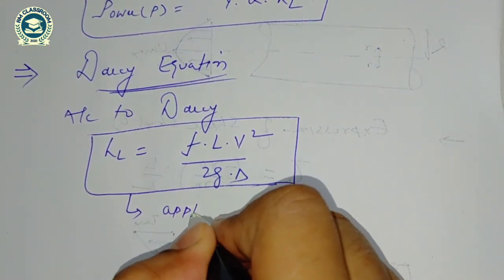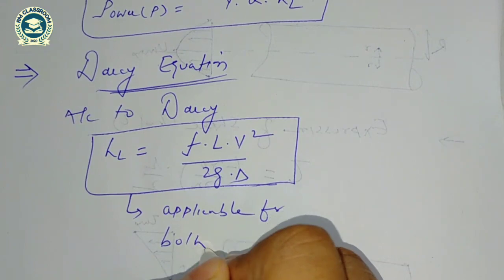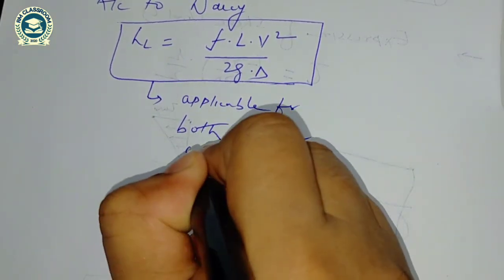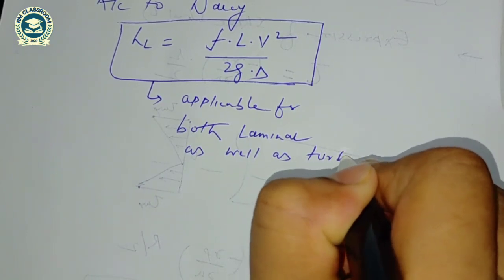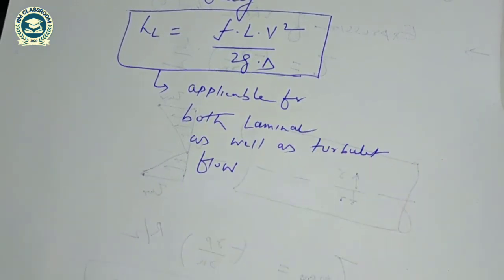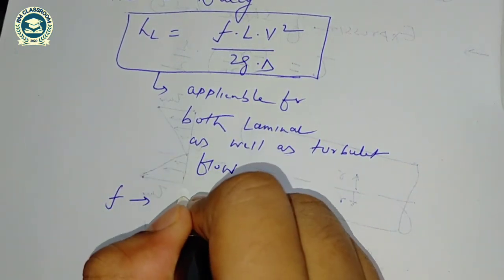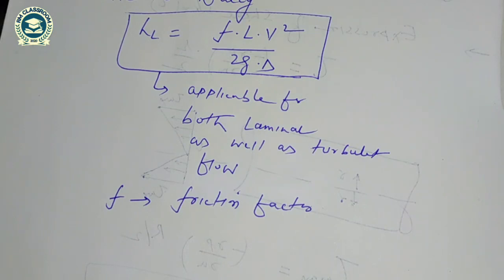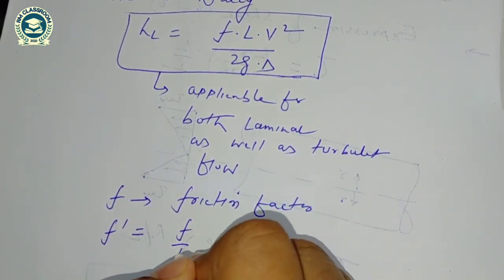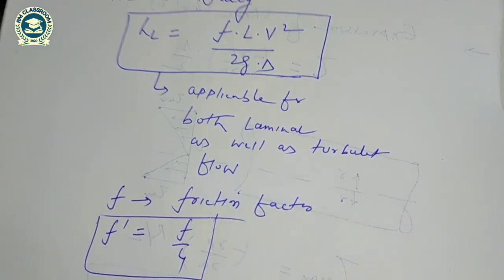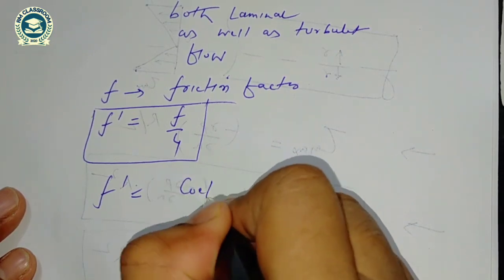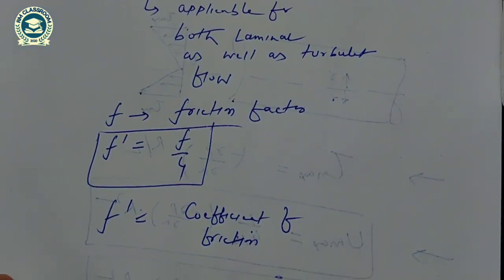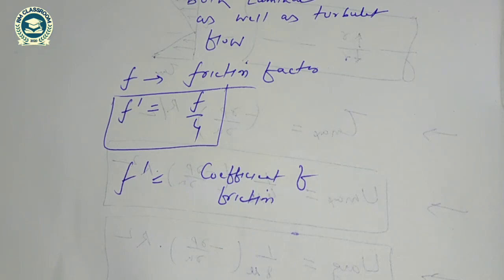So this is applicable for both laminar as well as turbulent flow, where F is the Darcy Weisbach friction factor, and F dash is equal to F by 4, where F dash is the coefficient of friction.